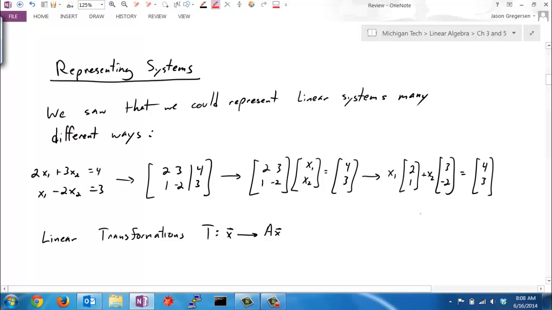If we wanted to solve a vector equation, we just wrote the augmented matrix. If we want to solve the matrix equation, we just wrote the augmented matrix. And so we wanted to solve those things.